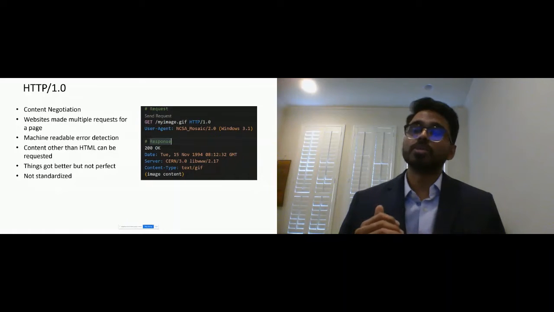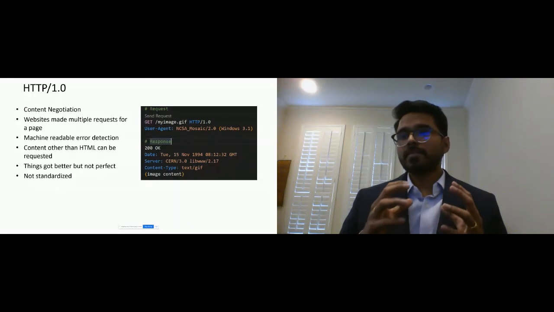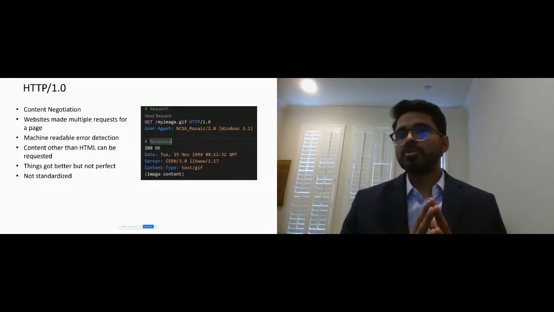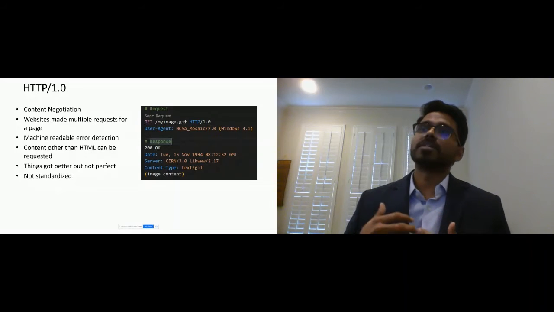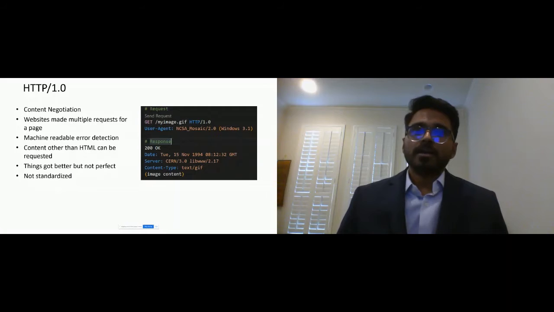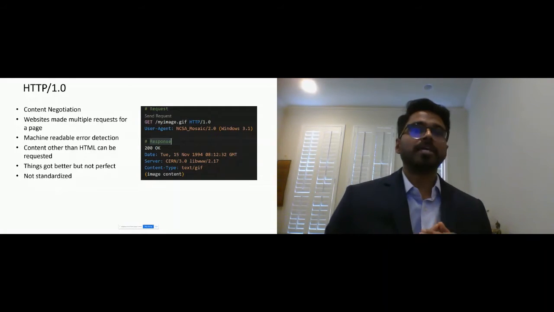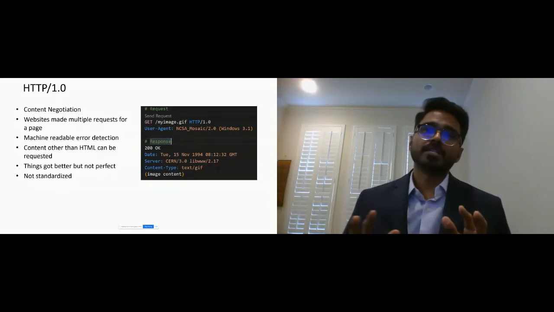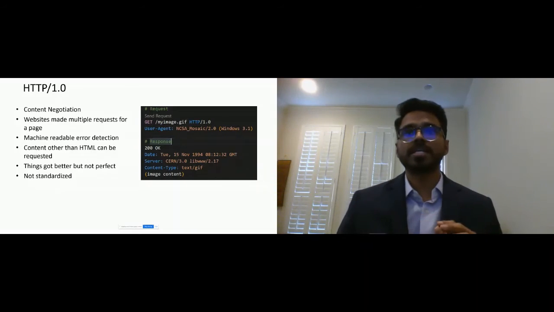which were introduced as part of 1.0. And there were more headers introduced in request and response, which enabled the possibility of content negotiation between 2 applications. So things got better, but yet not perfect. The thing is, none of these were standardized. Till HTTP 1.0, all of these changes were still not standardized.